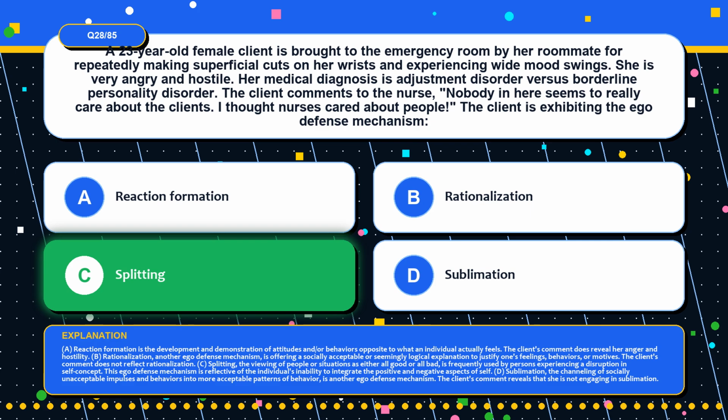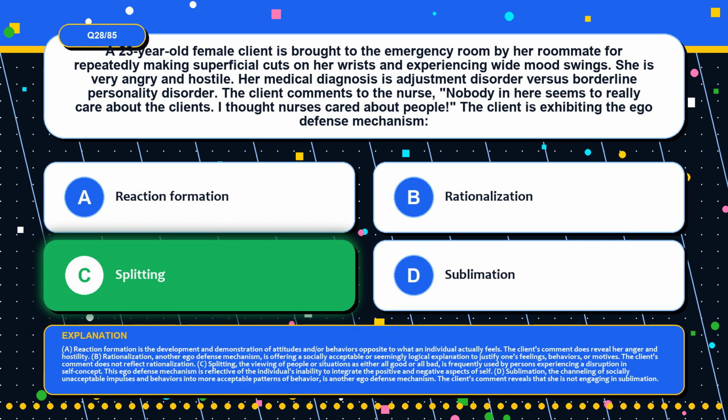C. Splitting. The viewing of people or situations as either all good or all bad is frequently used by persons experiencing a disruption in self-concept. This ego defense mechanism is reflective of the individual's inability to integrate the positive and negative aspects of self.